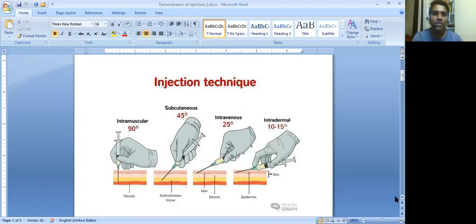So first is intramuscular injection. In this, the syringe which is attached with the needle should be held at 90 degrees to the skin. For subcutaneous injection, the angle with the skin is 45 degrees. Then in intravenous, the angle with the skin is 25 degrees, and the angle of the needle is 10 to 15 degrees with the skin in intradermal injections.